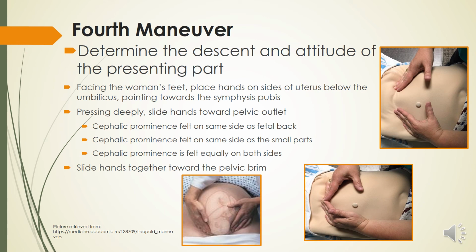If the cephalic prominence is felt on the same side as the fetal back, the fetus has an occiput presentation. In other words, the crown of the head is presenting first. If the cephalic prominence is felt on the same side as the small parts, the fetus is in a vertex position, which is usually the most favorable position for labor.